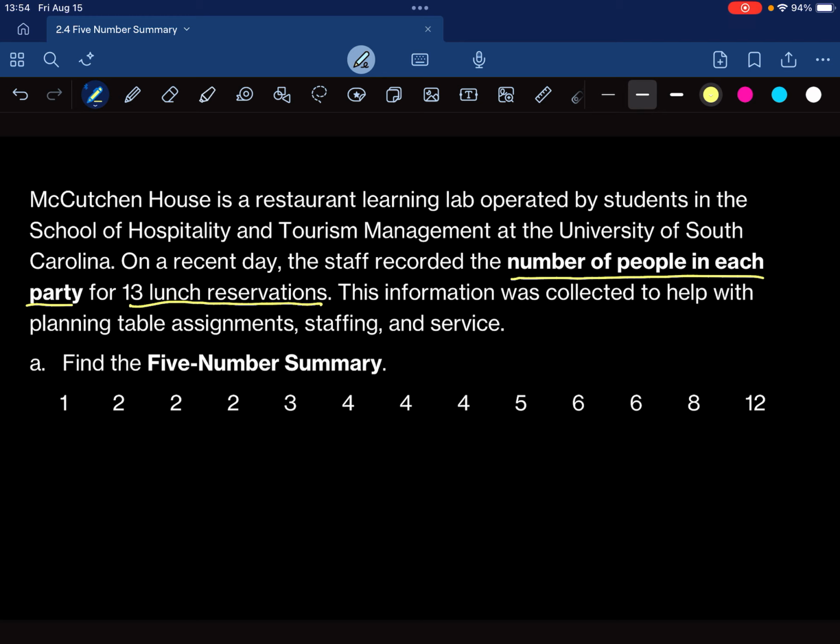Now is a great time to pause the video so you can try it on your own. This is going to be the 5-number summary first. So in order to do this, the first thing you want to do is sort the data.